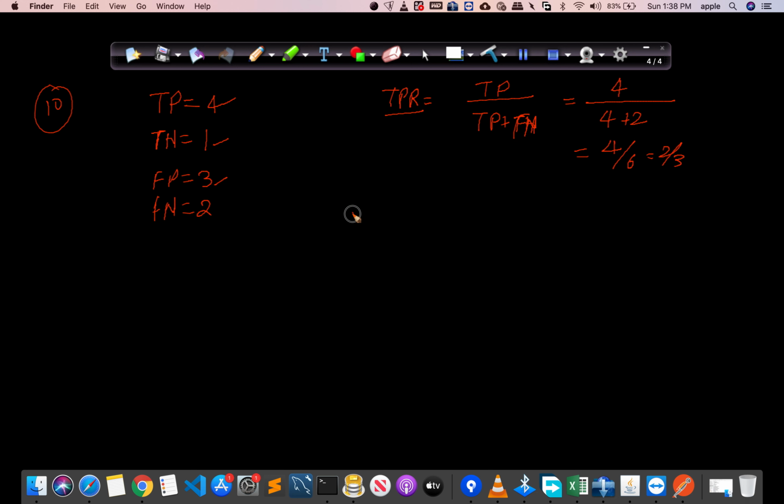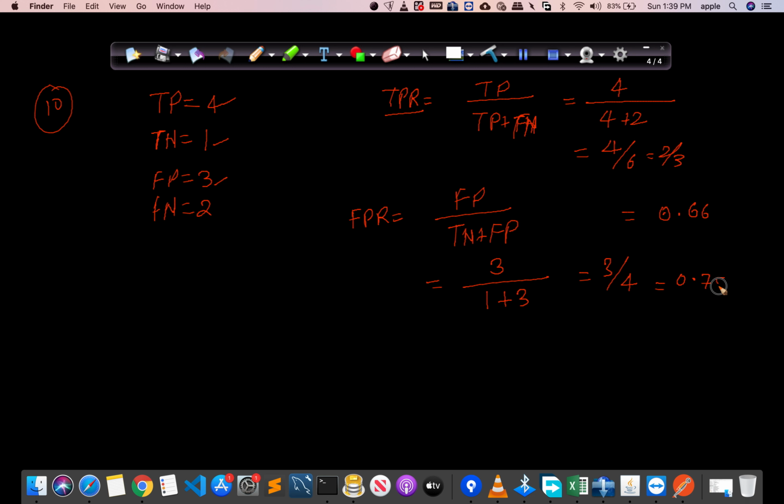Now what we have to calculate is the false positive rate. What is false positive rate? It is false positive upon true negative plus false positive. False positive is 3, true negative is 1, and false positive is 3. This is 3 upon 4. So 2 upon 3 is 0.66, and 3 upon 4 is 0.75. Is this 0.75? And this is 0.66.